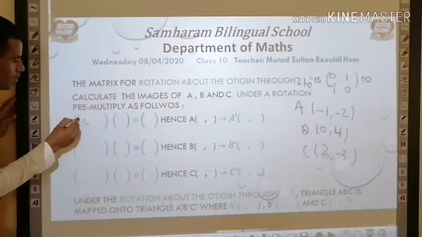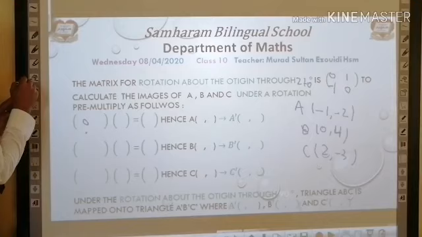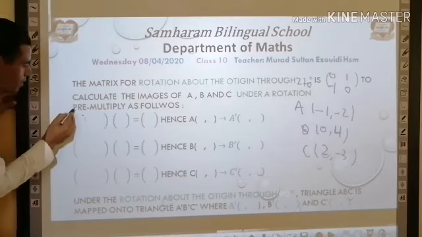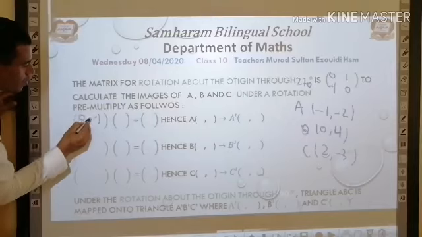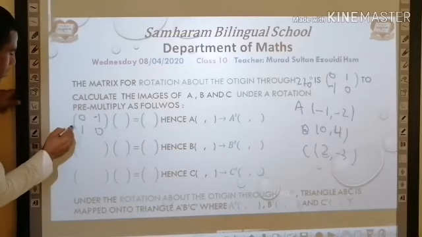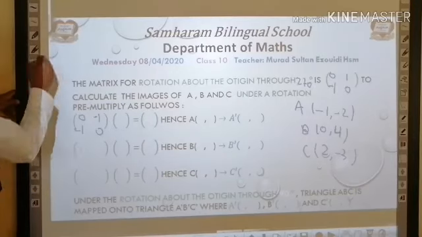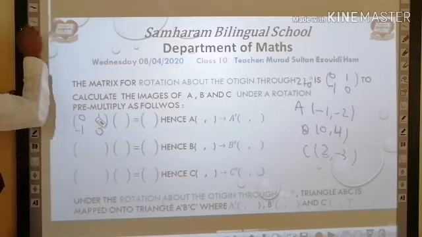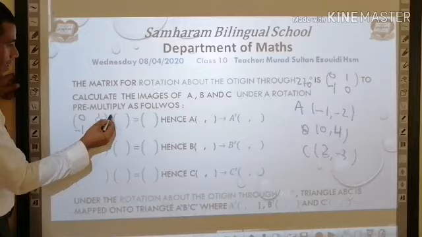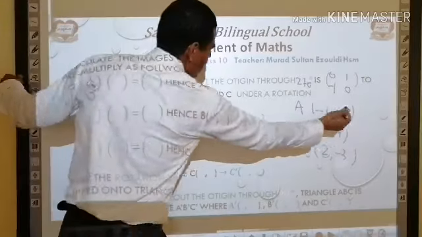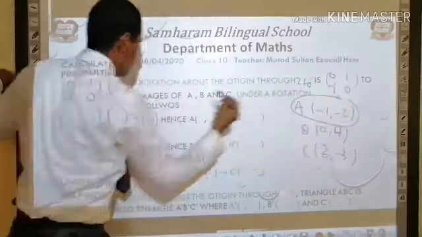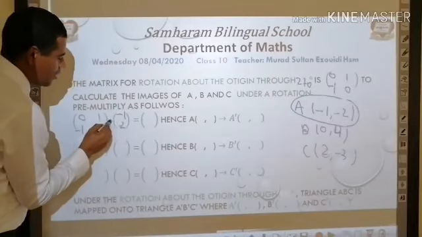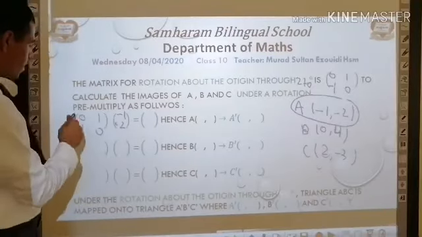So, shall I write here the matrix for transformation? It will be, my kids, 0, 1, negative 1, 0. Okay, this one will be negative 1, and negative, negative gives positive 1. So, multiply by what? The coordinates of A are negative 1, negative 2. Then multiply this by that.